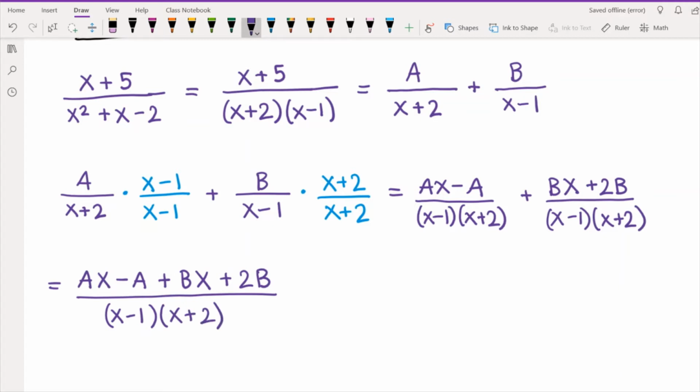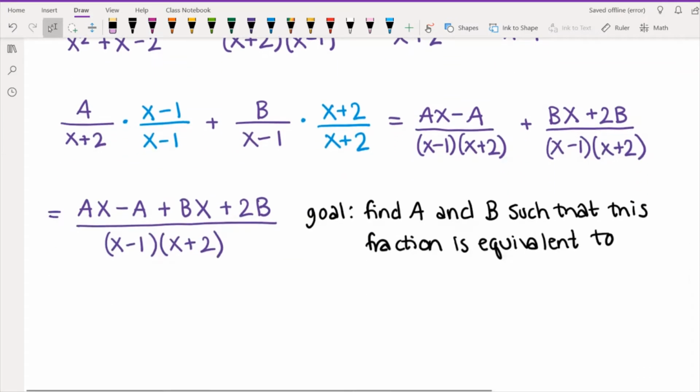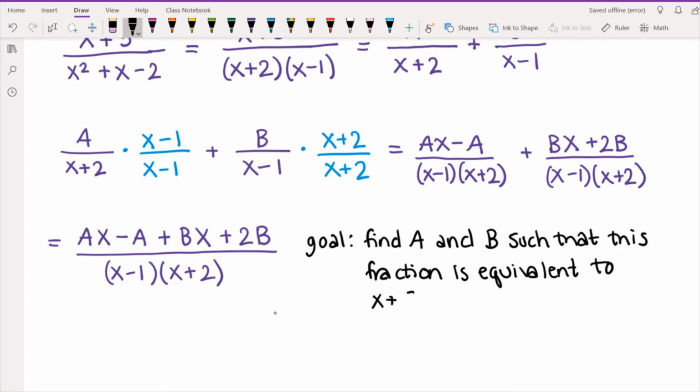So our goal is to find a and b. Maybe let me even write this down. Our goal is to find a and b such that this fraction is equivalent to our starting fraction, right? So our starting fraction was x plus 5 over x squared plus x minus 2. Sorry, I knew there was a plus somewhere.